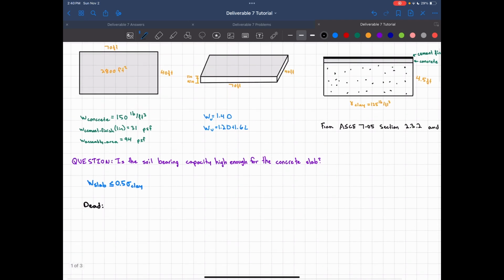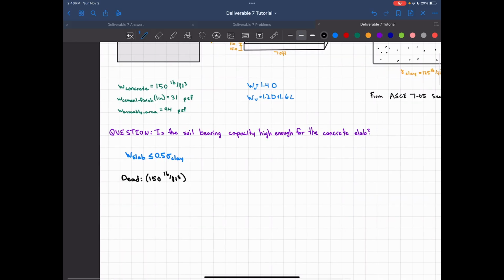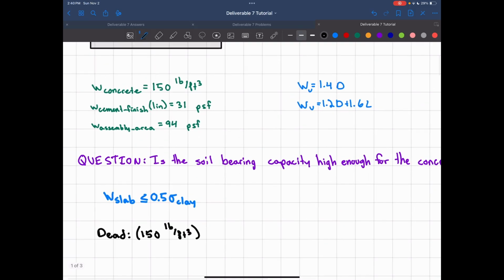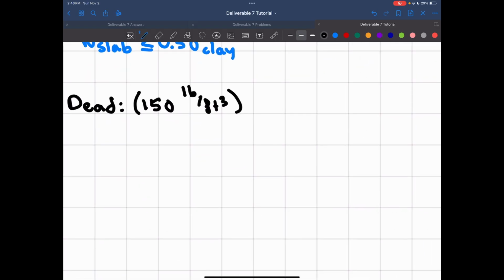So we have two dead loads. We have the concrete and the cement finish. Our concrete is 150 pounds per cubic foot, and the cement finish is in pounds per square foot. So we need some way of getting these to be in similar units. And we can do that by multiplying out one dimension, right? If we have length times width times height here, if we multiply by some dimension, then we can make that turn into feet squared.